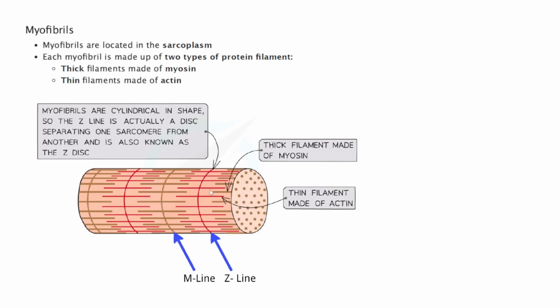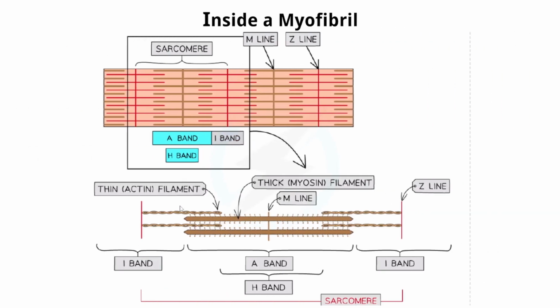So therefore, the circle is called the Z line, which separates one sarcomere from another sarcomere, and then there's an M line. We're gonna learn what is present inside the M line and the Z line right here. So this is the same structure, it's just flattened here. You guys can see Z line, M line, then Z line, then M line. And one Z line to another Z line is called a sarcomere. Always remember, one Z line to another Z line is a sarcomere.